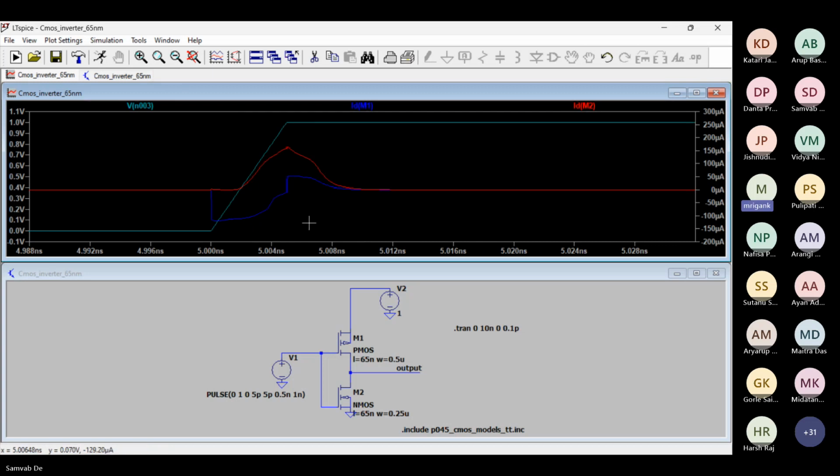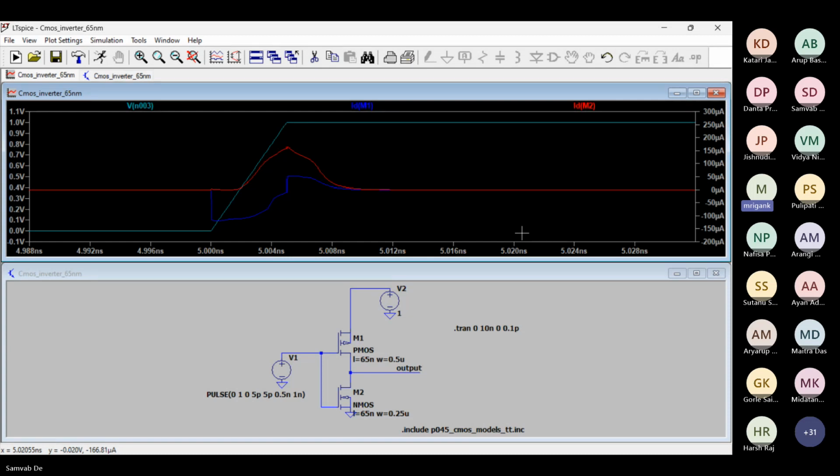Here, once again, we can see that M2, which is the NMOS current, is high because that is supposed to sink the current. PMOS is also showing some current, and that is in the negative direction. Now that negative direction current, what does that mean? That there is a current flowing in the opposite direction, and that is at the source. So at the source, what can lead to negative direction current? That means a current which is flowing out of the source.